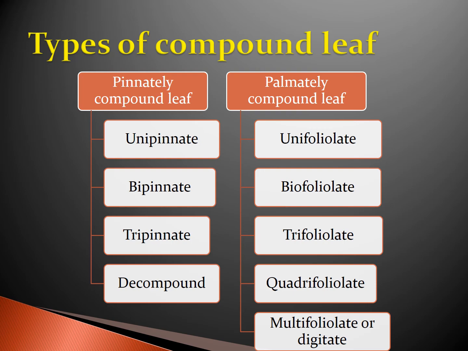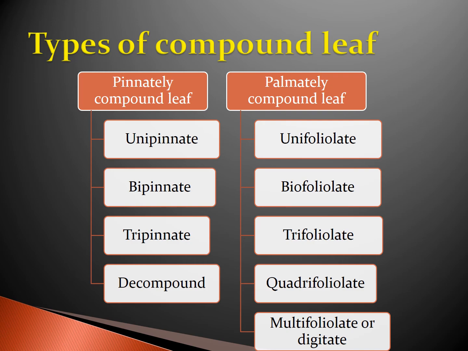Unipinnate is nothing but the rachis is simple and unbranched, which bears leaflets directly on its sides in an alternate or opposite manner. Rose is the best example for the unipinnate. Then these unipinnate also classified into two types: one is paripinnate and another one is imparipinnate. Paripinnate means leaflets are even in number, but here leaflets are odd in number. This is a major difference between them.